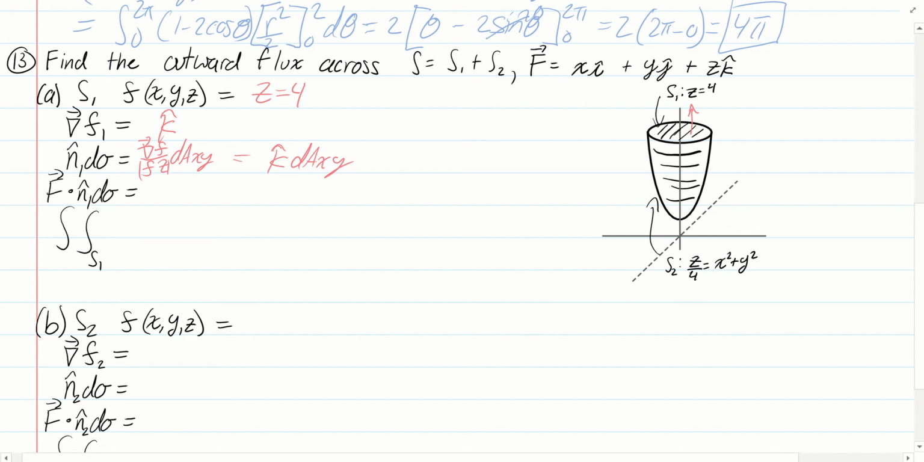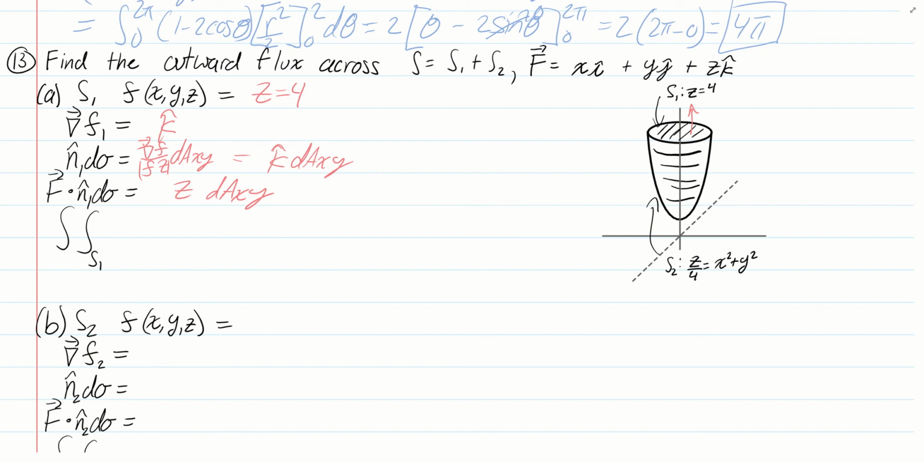Now we're going to do F dot n hat d sigma. So F for here is xi plus yj plus zk. Only the z's are able to be dotted because everything else is 0. So we'll have z dAxy. So now we're going to do a double integral of z dAxy. But we have to make sure that it's all in terms of x and y, because again, we're going to have to solve for the area of this.